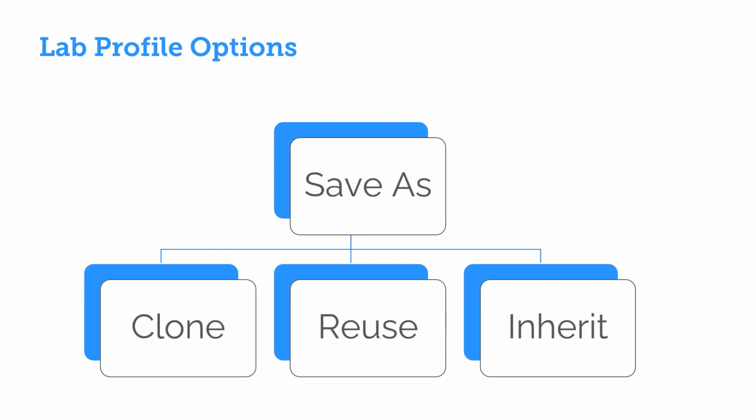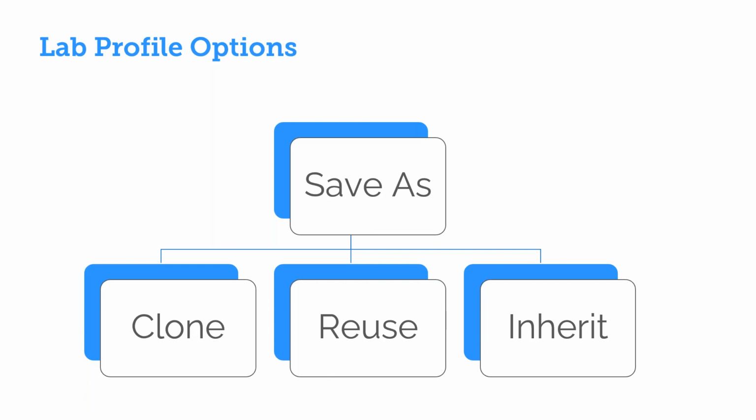Now, these save as options are used all the time by all sorts of lab developers out there. And we want to talk a little bit more about each of these lab profile save as options before we talk about some of the scenarios and actually get into the demos. Cloning or making a copy is what is typically used, so therefore it is our default selection. So when you go to save as, its starting setting is to clone.